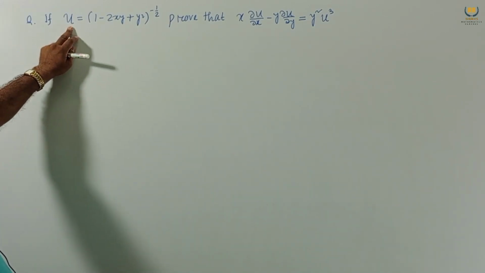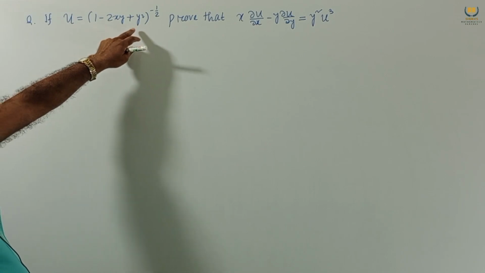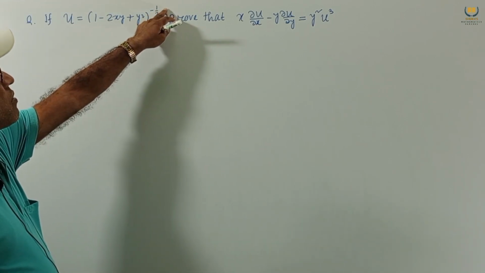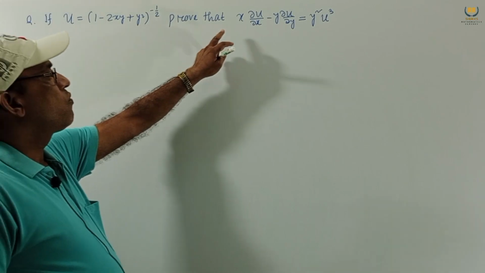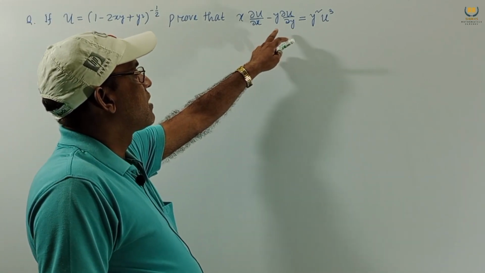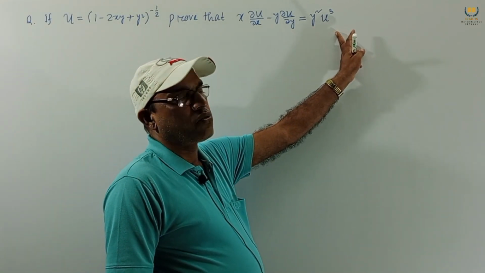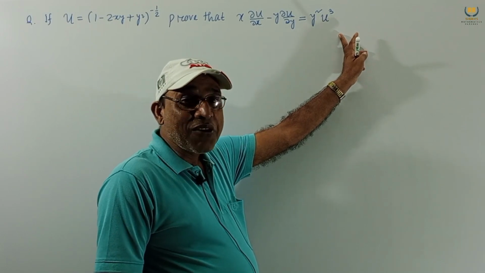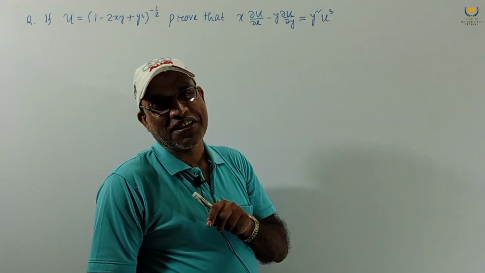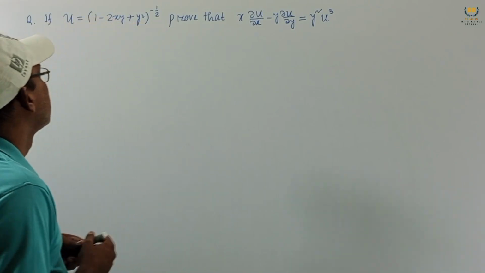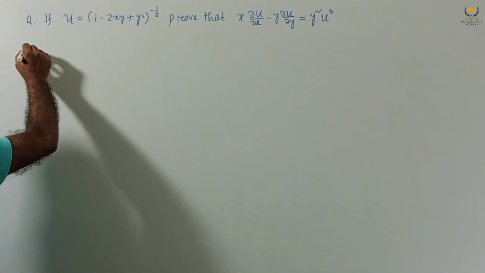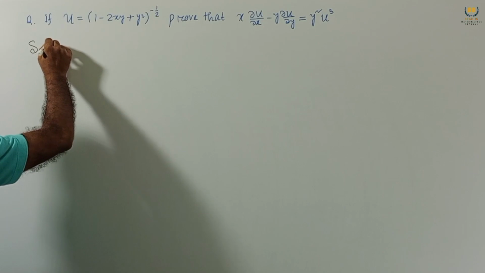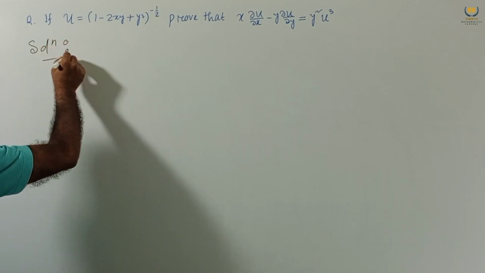Given u equal to (1 minus 2xy plus y square) whole to the power minus 1 by 2, prove that x del u del x minus y del u del y equal to y square u cube. This is our problem. We have to show this. Now first we consider this one. This is a very nice, very easy solution.